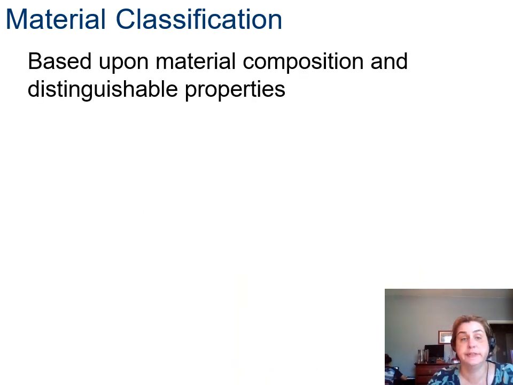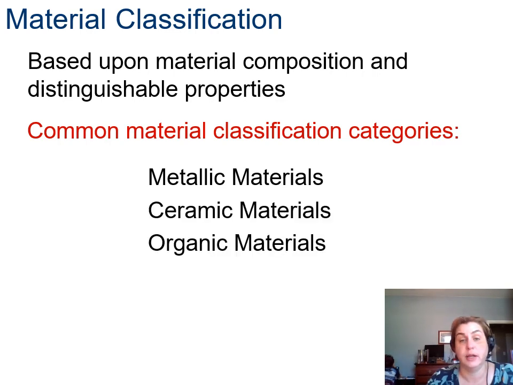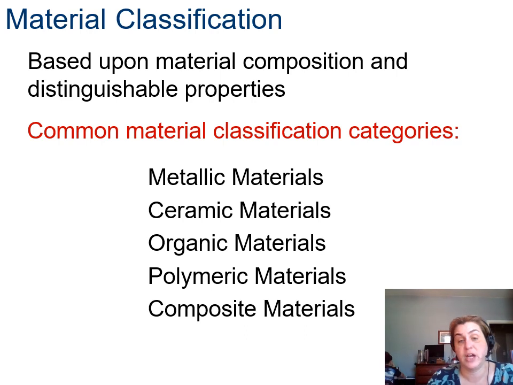So, our materials tend to get broken into a couple of categories, 5 to be exact: metallic, ceramic, organic, polymetric, and composite. And so the next couple of slides are going to talk about the difference between those 5 categories.